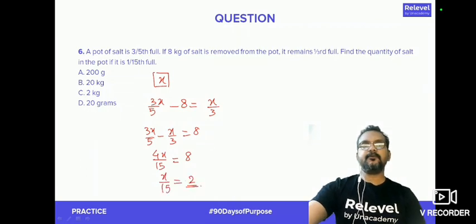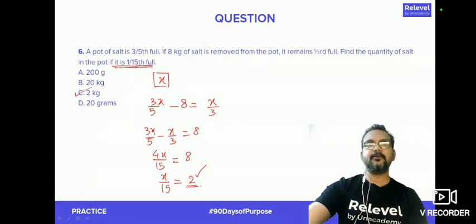That's what the question is. They're asking, what is the quantity of salt if it is 1/15th full? Means x by 15's value is how much? So that's 2 kg. So option C.